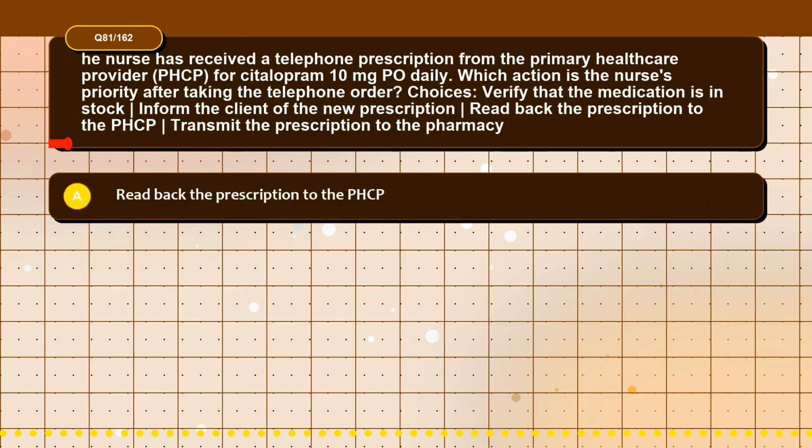Question 81. A nurse has received a telephone prescription from the primary healthcare provider PHCP for citalopram 10 mg PO daily. Which action is the nurse's priority after taking the telephone order? Choices. Verify that the medication is in stock, inform the client of the new prescription, read back the prescription to the PHCP, transmit the prescription to the pharmacy. Here are the options. Option A. Read back the prescription to the PHCP.